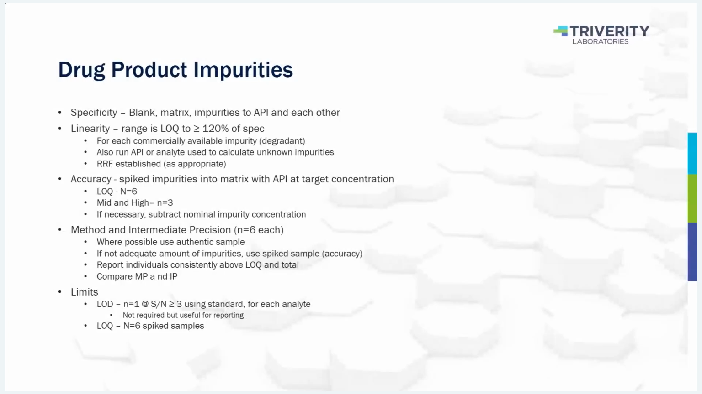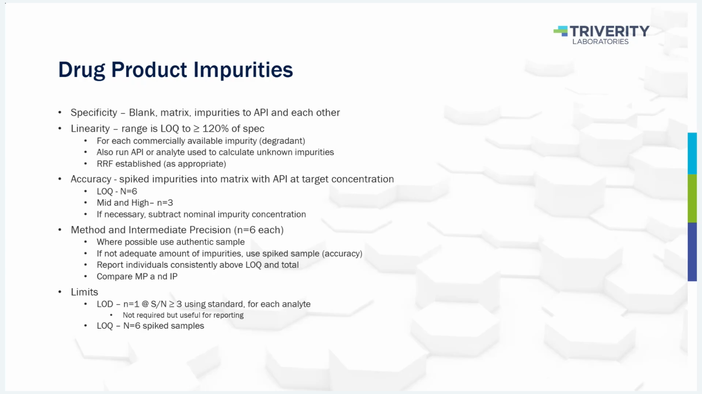And the last one is the drug product impurities. Very similar to the drug substance, except that in some ways it's a little bit easier because we can just use the matrix to spike. So we have the blank for specificity, blank matrix. Impurities need to be specific to the API and to each other.